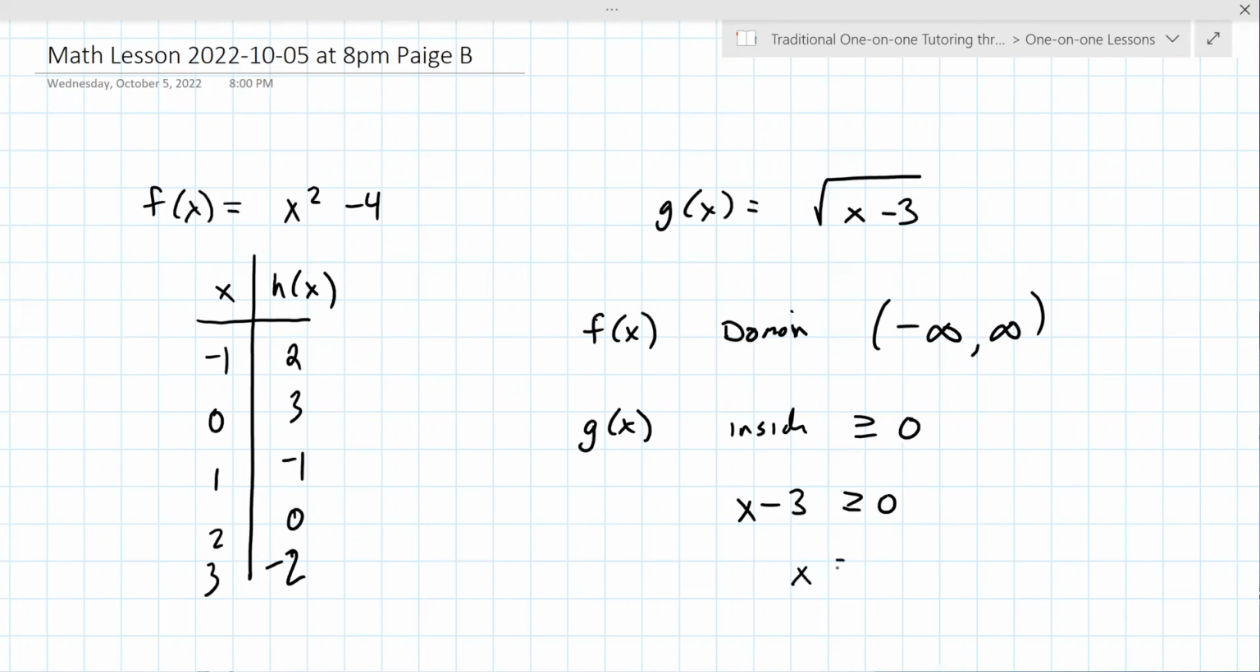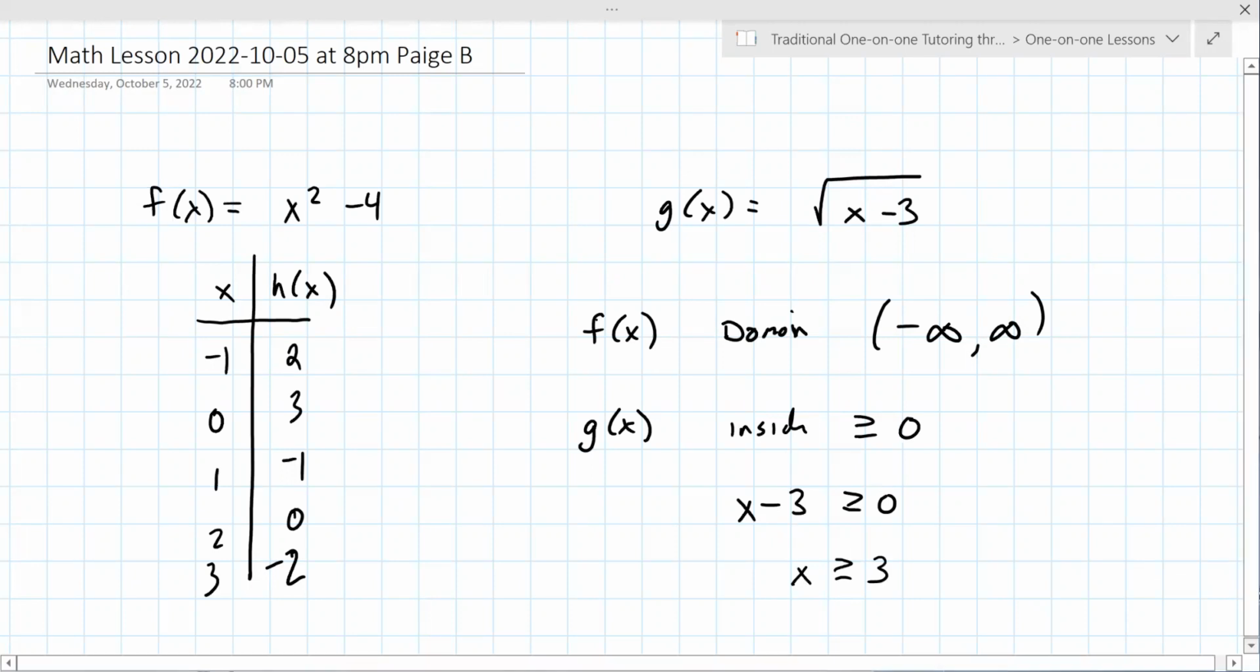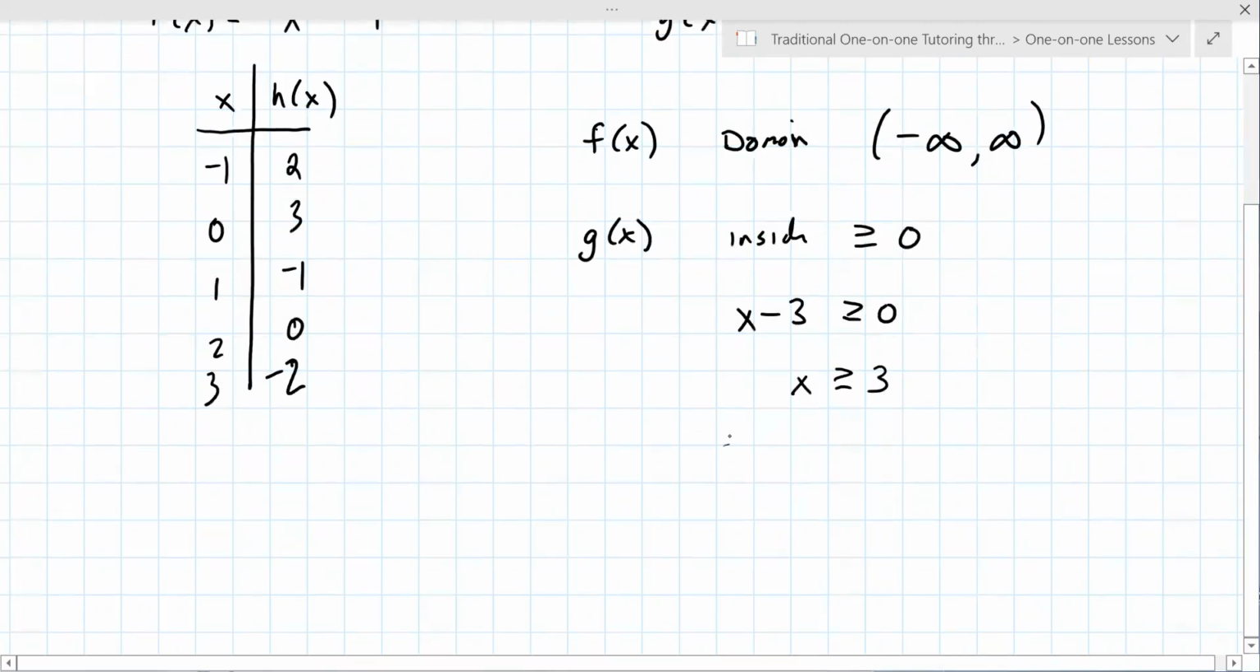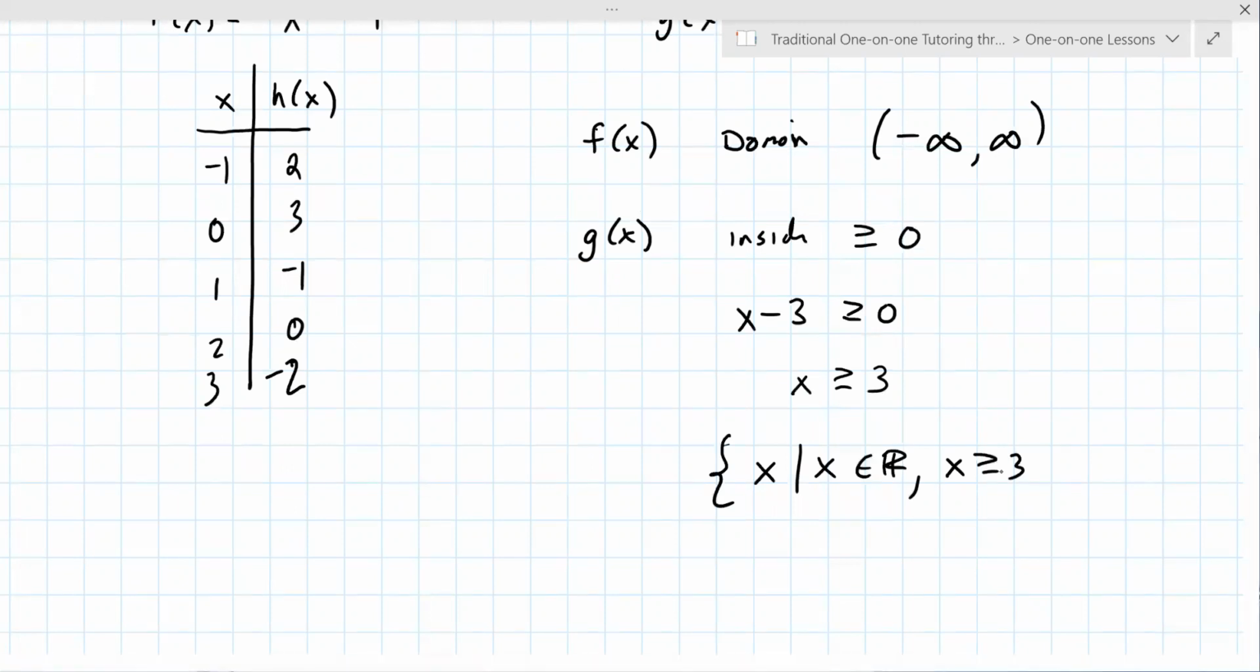So it would be x is greater than or equal to 3. Yes, but you know that your instructor is expecting something slightly different. They're expecting the curly braces, x such that x is an element of the real numbers, comma, x is greater than or equal to 3. Okay. I got that part. Okay, so that's it for that.